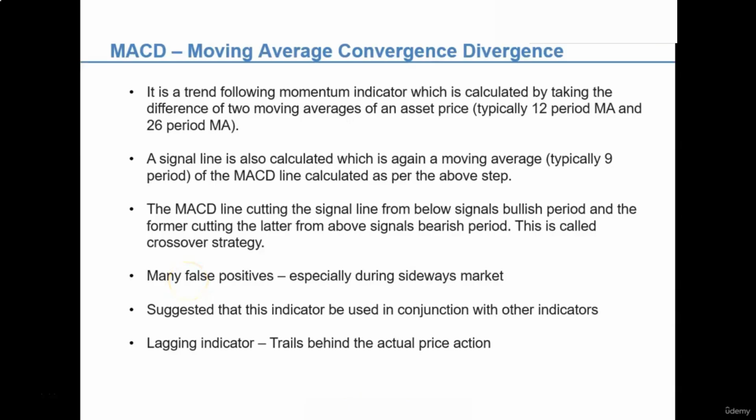Hello friends. We'll now talk about arguably the most popular technical indicator called MACD, or Moving Average Convergence Divergence. MACD is a trend-following momentum-based indicator which is calculated by taking some moving averages of a stock or an asset. What happens in MACD is that you calculate two moving averages, right? One, a slower moving average, and one, a faster moving average.